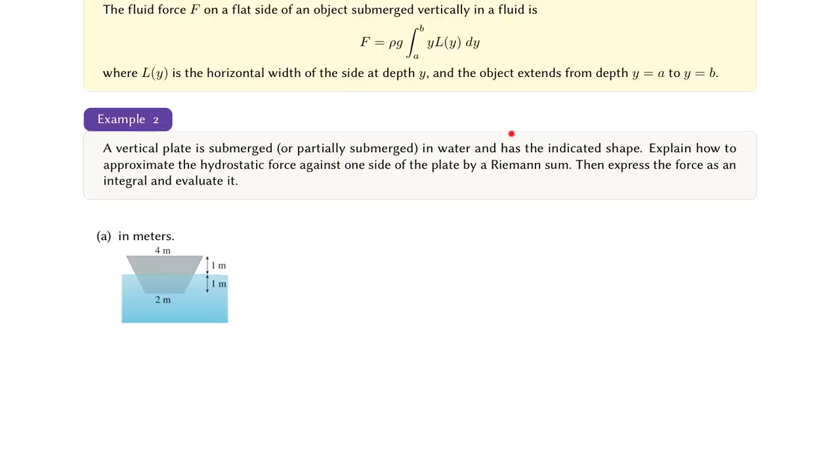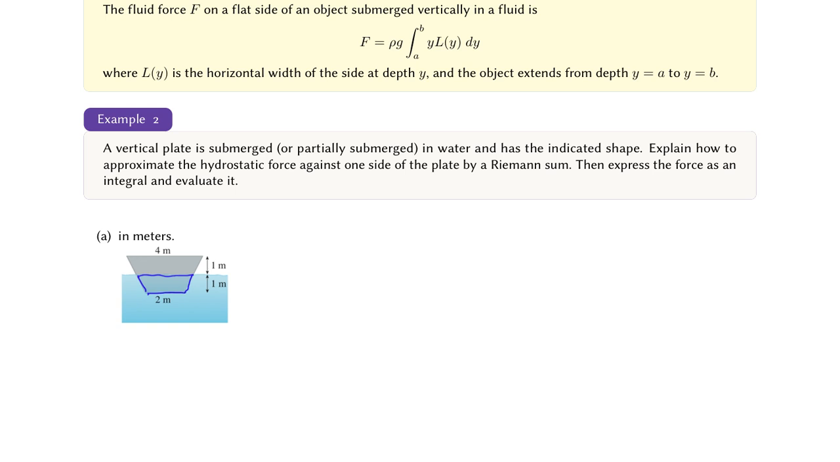A vertical plate is partially submerged in water. With the shape, approximate the hydrostatic force against one side using the Riemann sum, then set up the integral and evaluate it. The thin plate is partially submerged in water. We only find the hydrostatic force for the part that is submerged in water.